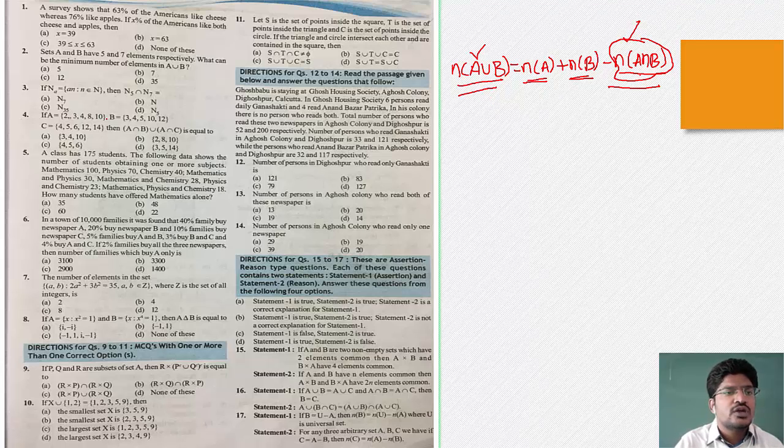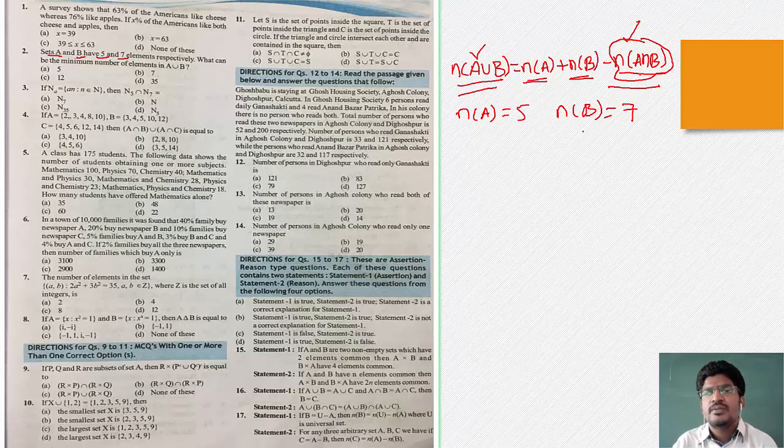So come to the question. What is the question here? Set A has 5 elements, set B has 7 elements. So from this what can we take? See here, n of A equals 5, n of B equals 7. Clear? So if I make A intersection B, the maximum number of elements that can be common is 5.